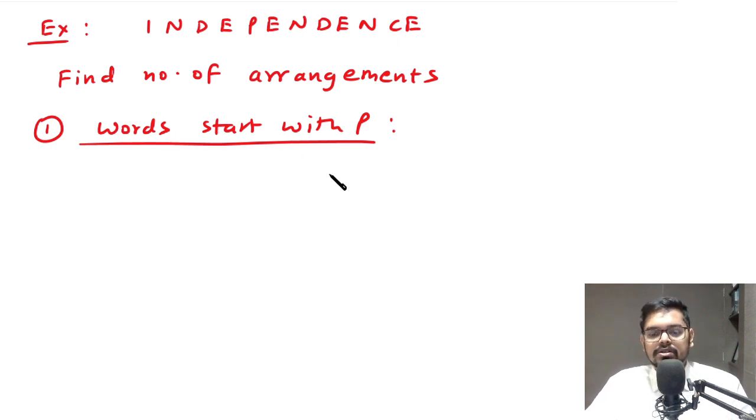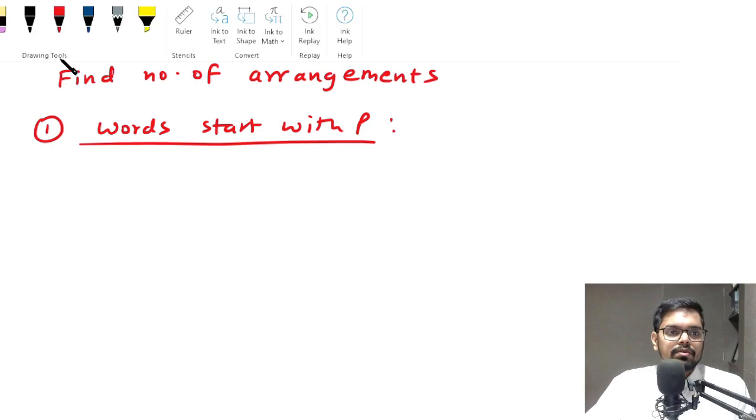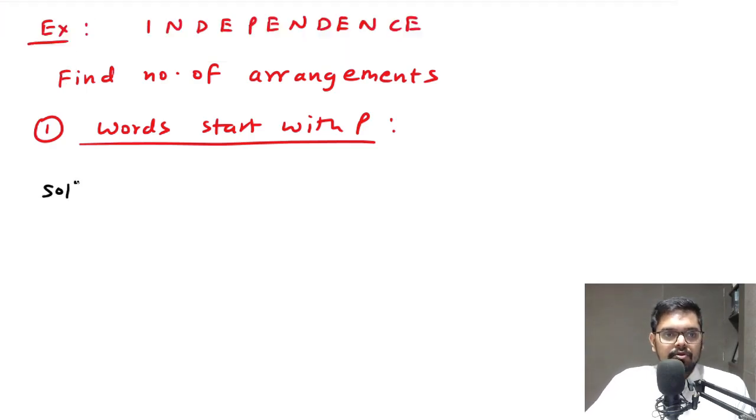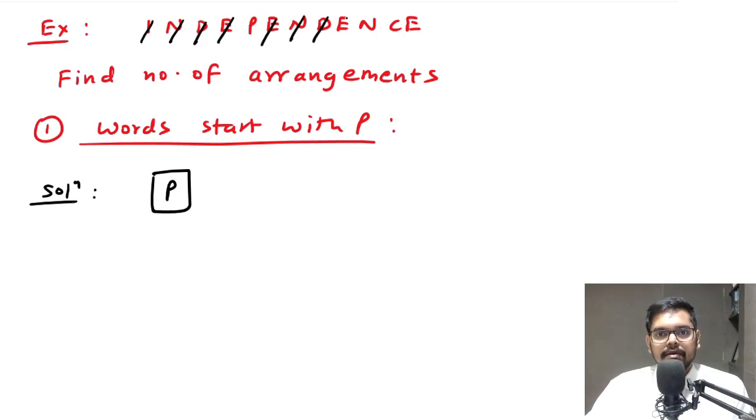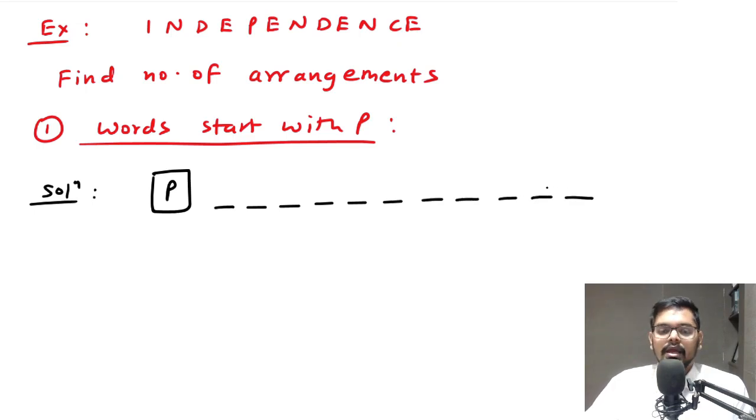First, words that start with P. Pause the video, think, solve, then look at my solution. Words start with P, so the P position is fixed, but the other positions are vacant. If I count it out, 1, 2, 3, 4, 5, 6, 7, 8, 9, 10, 11. 11 positions would be vacant, right? 11 letters, 11 positions can be arranged in 11 factorial ways, but that is not the final answer, since I can see many repetitions, so we have to use the type 4 concept.